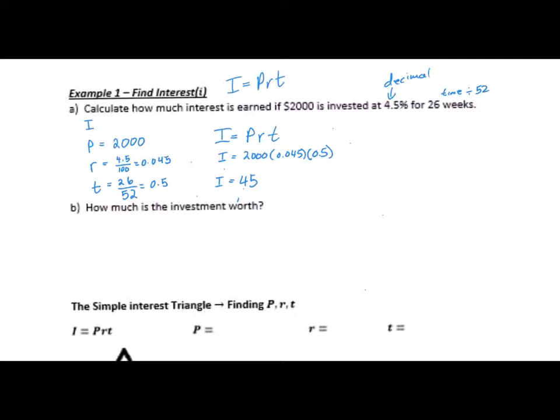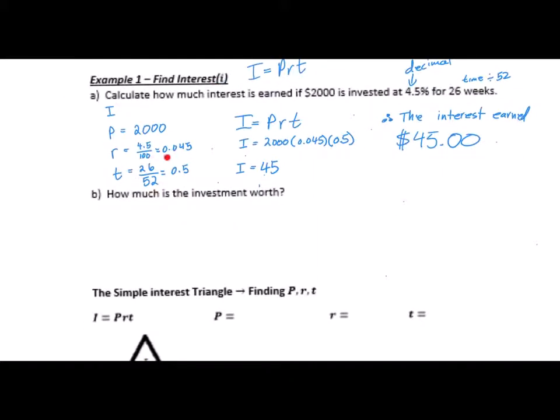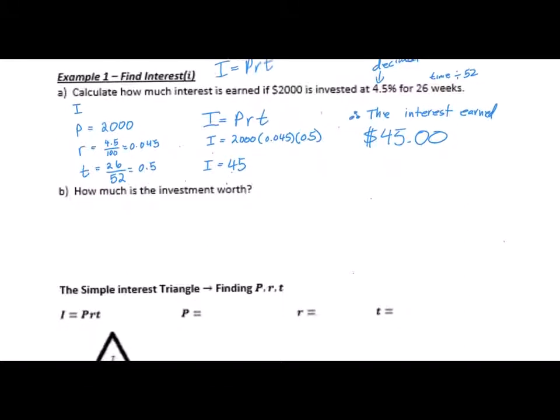Now what does that mean? We'd say the interest earned is $45. Now what you can do, instead of calculating all of these decimals here, which are useful, you could just punch this in here and this in here and do your calculation if you wanted to. It's up to you. I leave that to you.